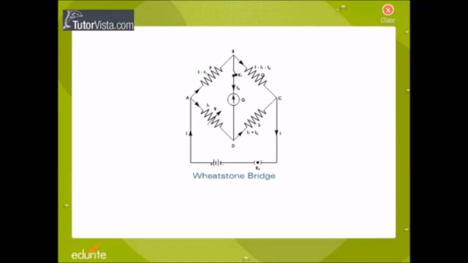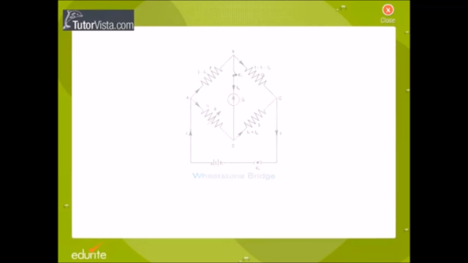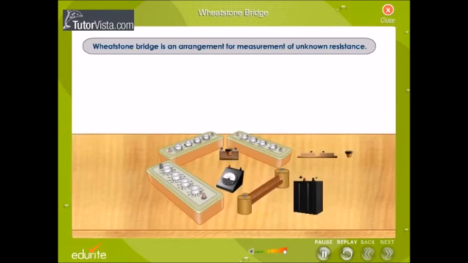AC/Wheatstone Bridge. Wheatstone Bridge. A Wheatstone bridge is an arrangement for measurement of unknown resistance.